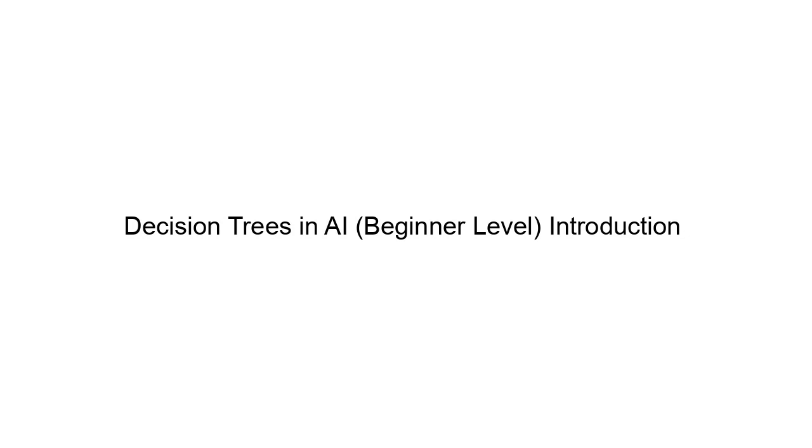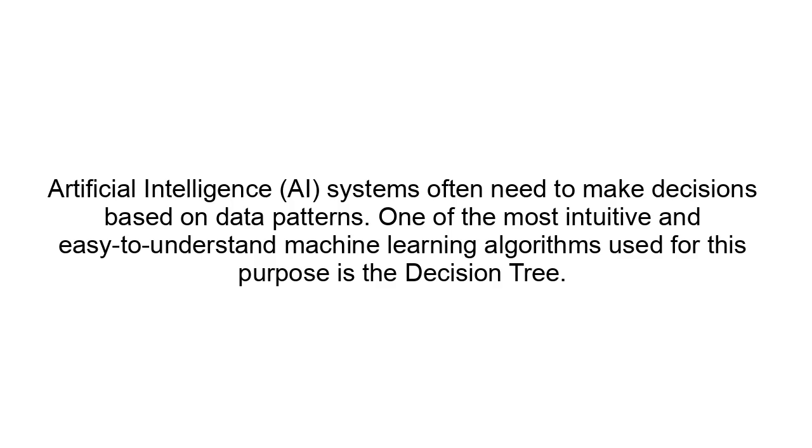Decision trees in AI. Beginner level. Introduction. Artificial intelligence, AI, systems often need to make decisions based on data patterns. One of the most intuitive and easy to understand machine learning algorithms used for this purpose is the decision tree.